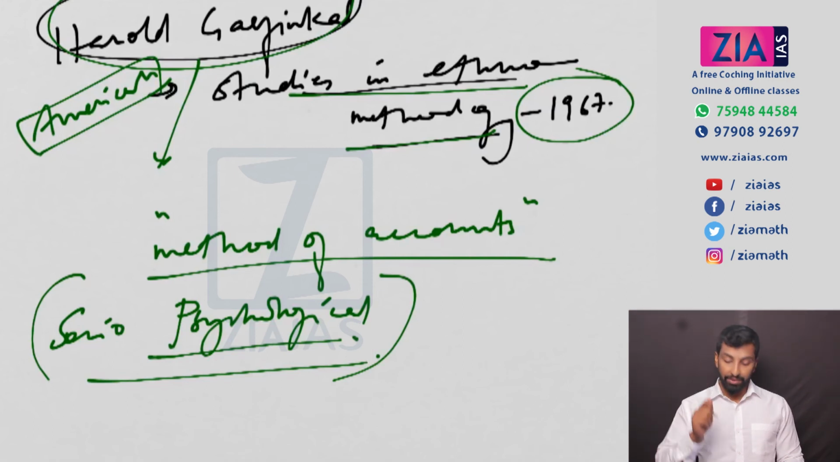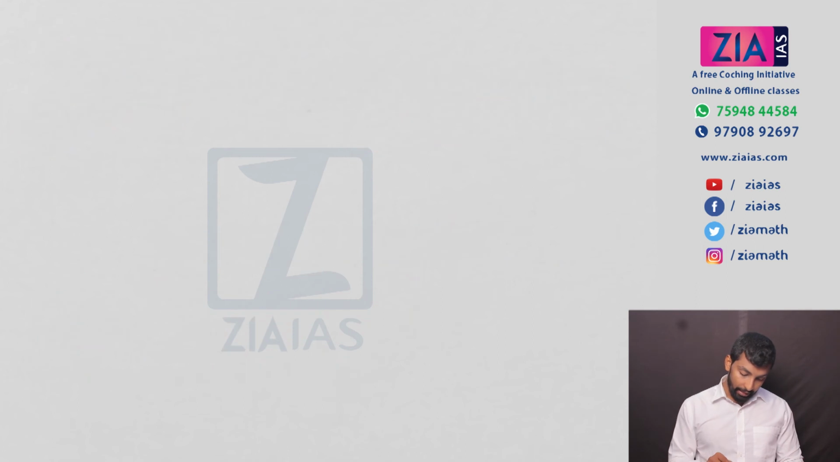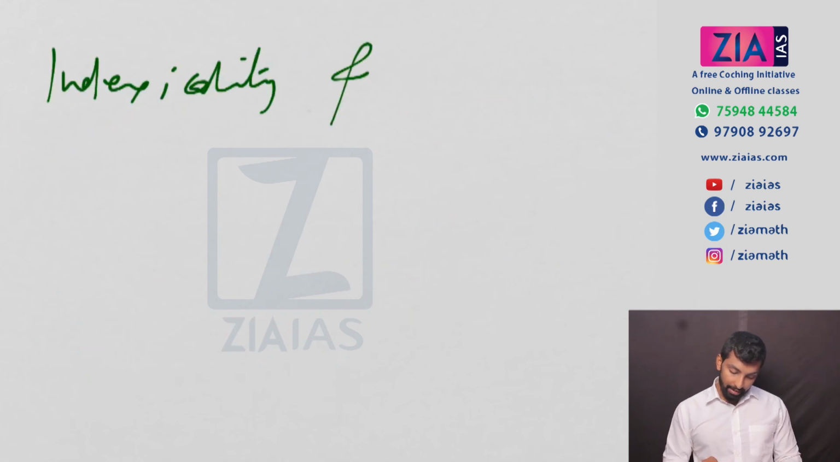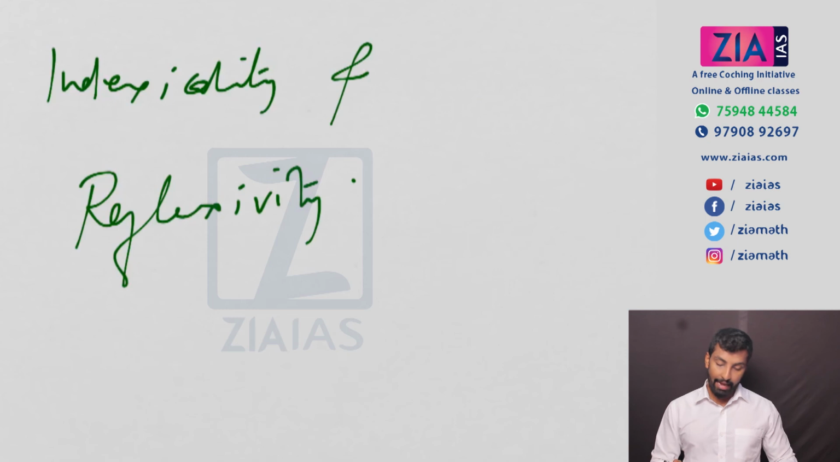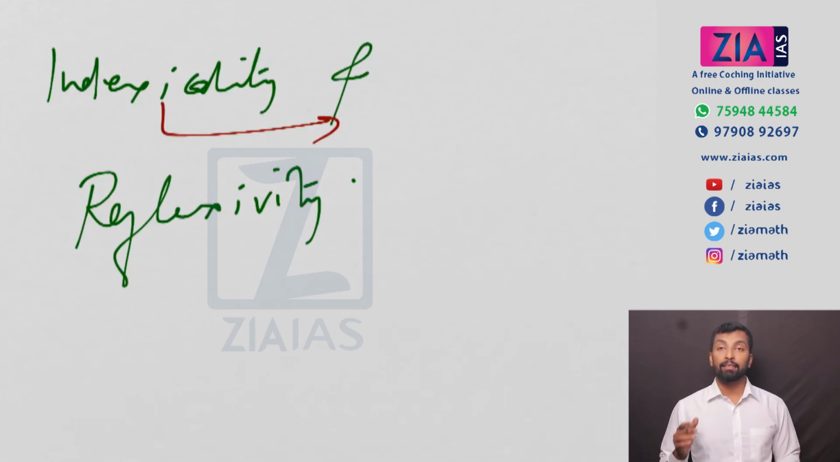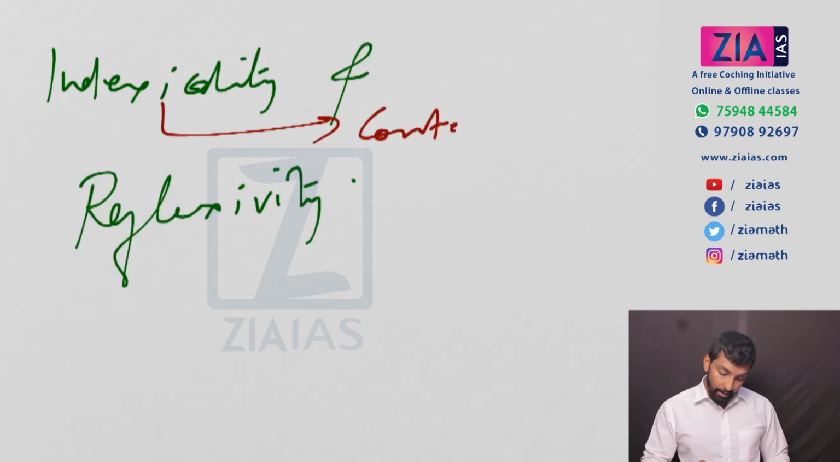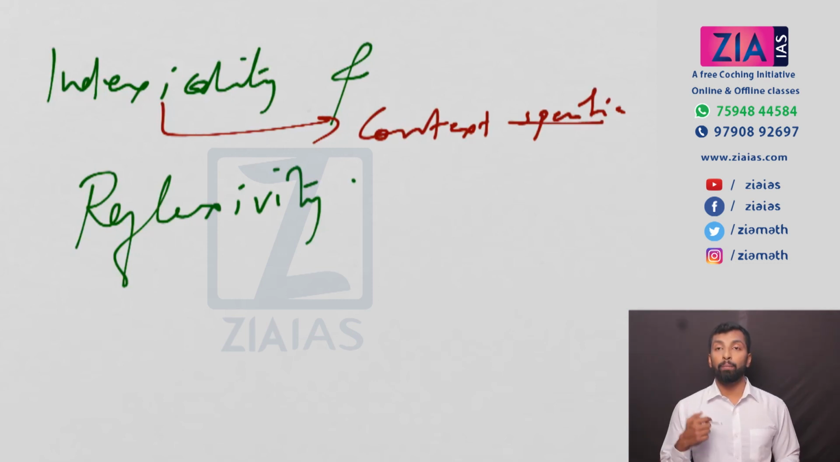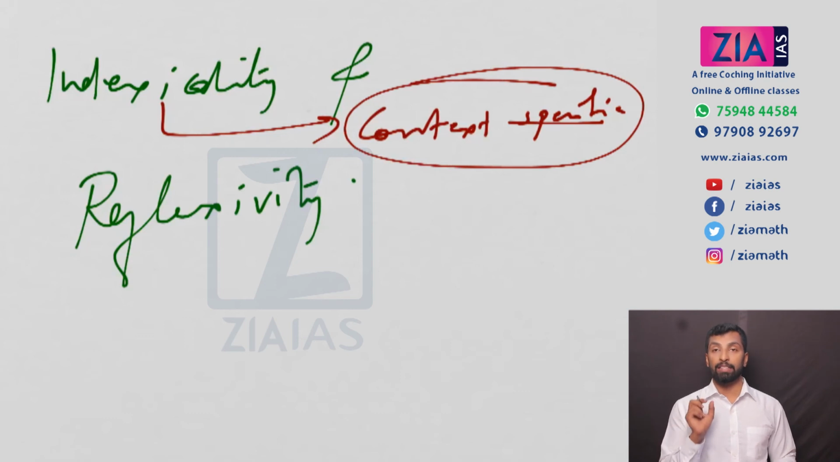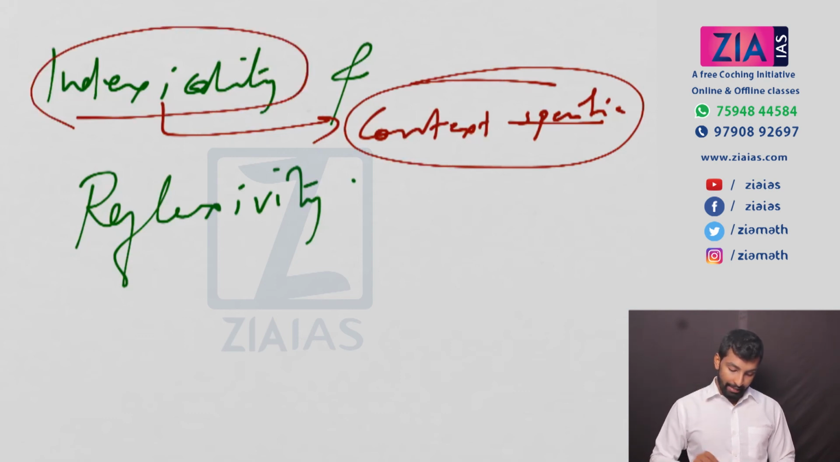Now, the two central ideas of ethnomethodology are indexicality and reflexivity. What do you mean by indexicality? It means the sense of an object or phenomenon is context specific. So members or the actors make sense of phenomena on the basis of a certain context, right? So that is crystal clear. They are giving importance to context specificity, and that's what you mean by indexicality.